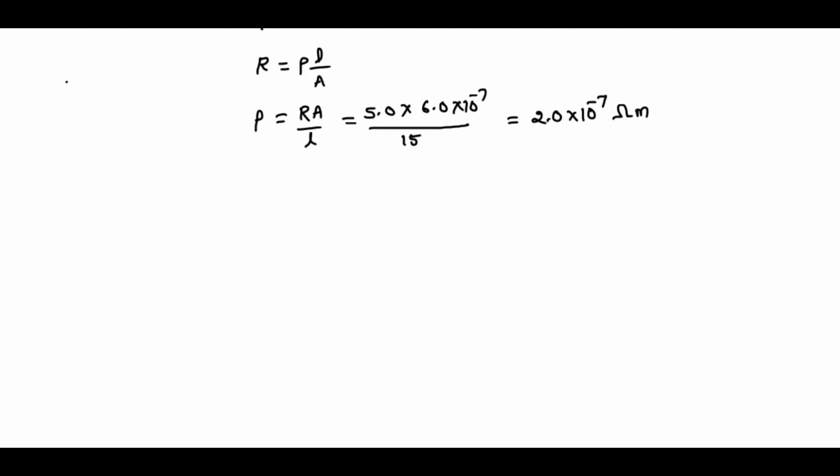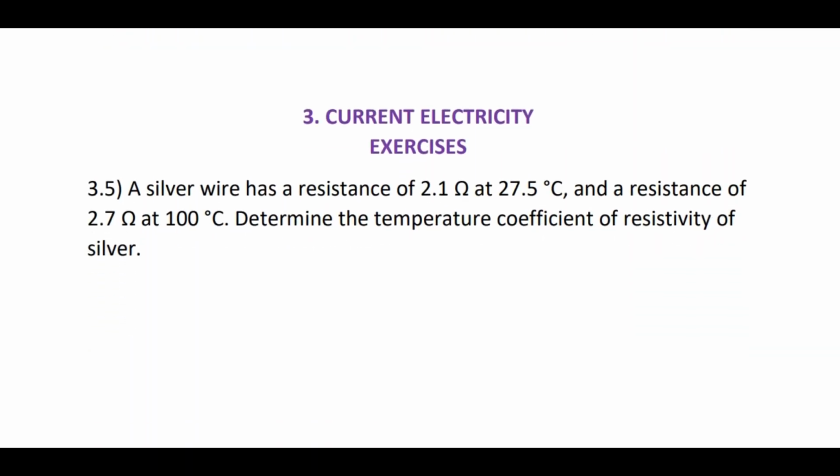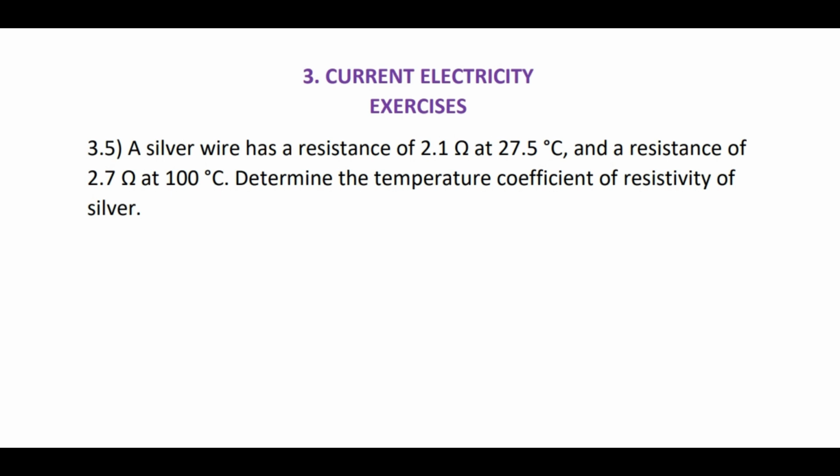Coming to 3.5. A silver wire has a resistance of 2.1 ohm at 27.5 degrees Celsius and a resistance of 2.7 ohm at 100 degrees Celsius. Determine the temperature coefficient of resistivity of the silver.